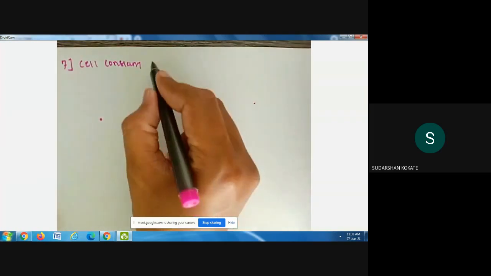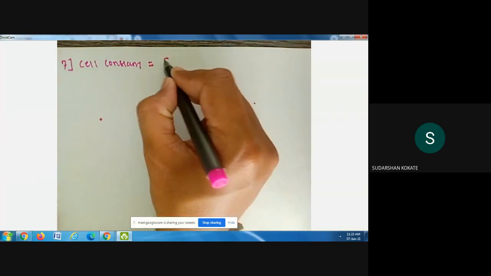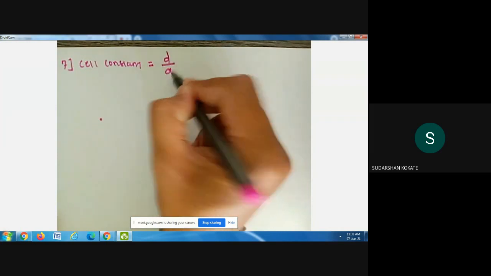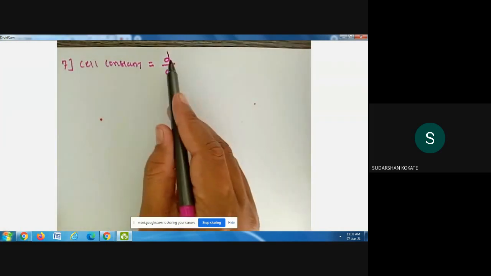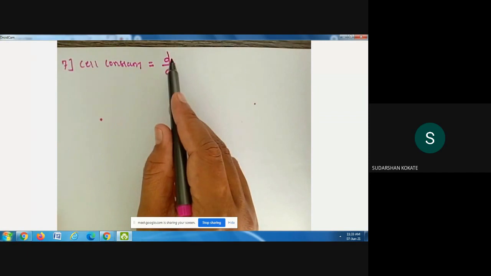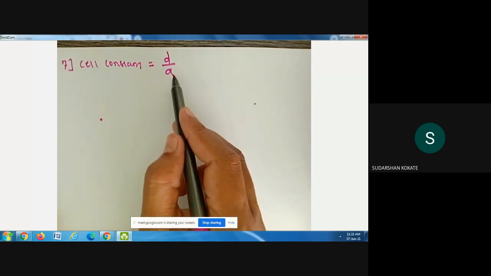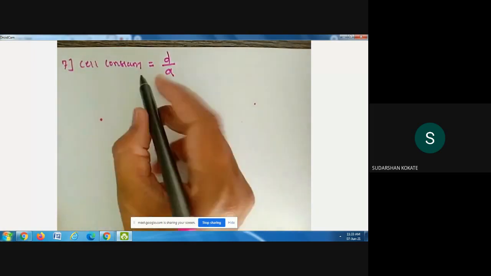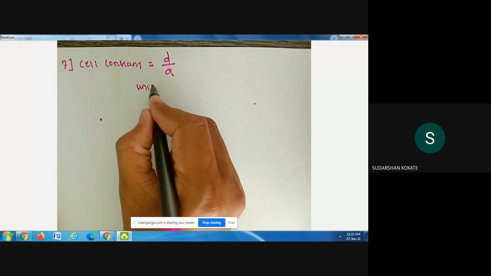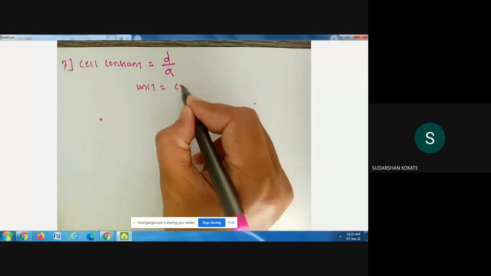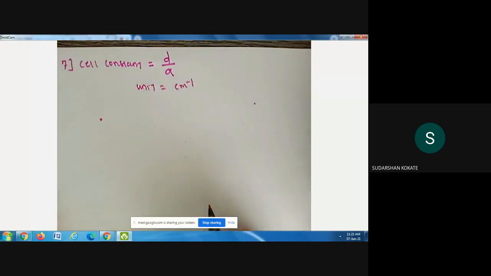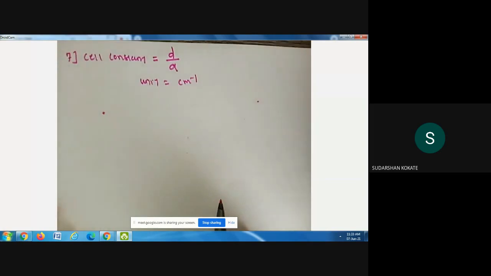So it is called the cell constant. Cell constant equals D by A, right? D stands for the distance between the electrodes. A stands for the area of the electrode. And this is the cell constant. And the unit of cell constant is centimeter inverse. You remember this one. The unit of cell constant is centimeter inverse, right?